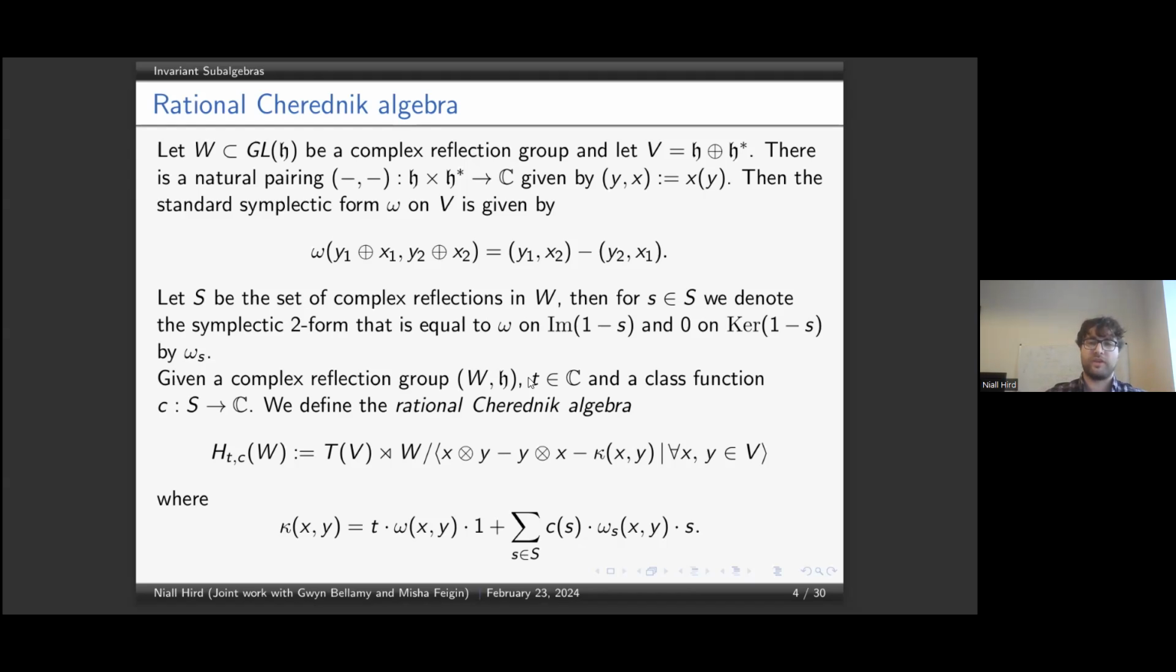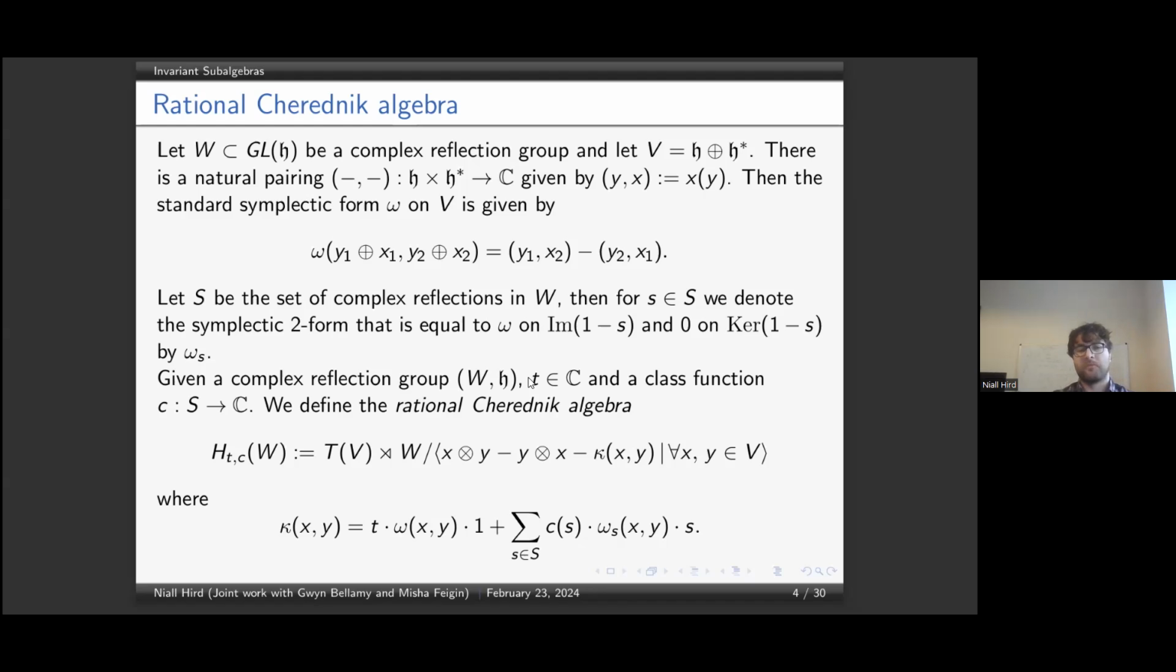There's only two really key things you need to remember about this kappa. The first is that it's entirely contained inside the group algebra, right? This first term is t times omega times the group identity. And then you've just got a sum of scalars times these complex reflections. So that's also inside the group.